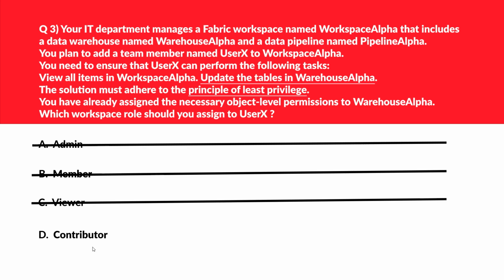D says contributor. The contributor role allows user X to view all items in workspace alpha and update the tables in workspace alpha, adhering to the principle of least privilege. That being said, contributor is the correct answer.